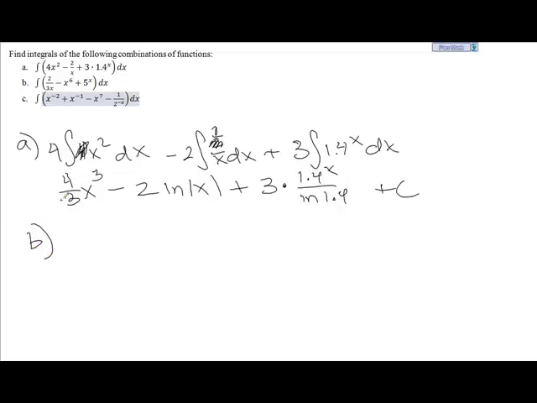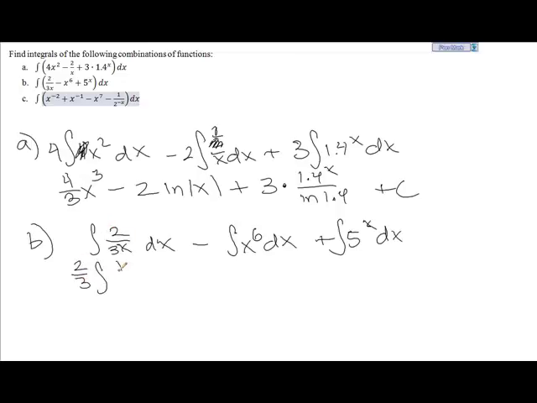So in letter B, we're going to do the same thing. We'll just throw the integral all the way through and treat these term by term, and plus one more term, the integral of 5 to the x dx. And so we'll factor stuff out. I guess you could do that as you begin. So this is basically 2/3 times the integral of 1 over x dx. I don't really have anything to factor out here, so I won't rewrite the whole line.